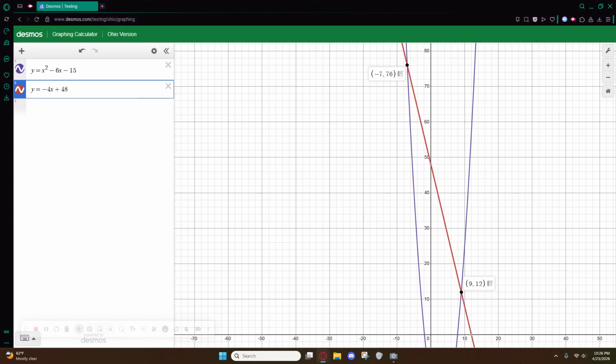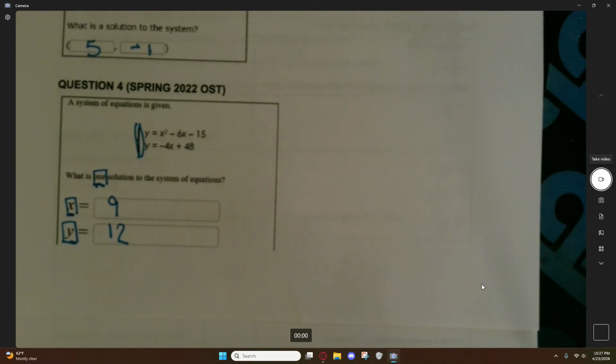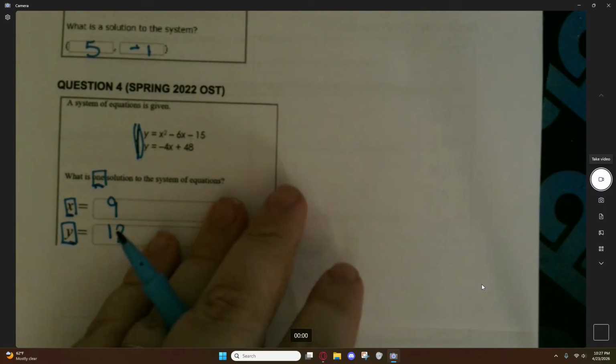So my x coordinate is 9, my y coordinate is 12, so I have to make sure I'm putting in 9, 12. Exactly like that. Make sure you're reading the questions. What is one solution? And they ask you for x and ask you for y.